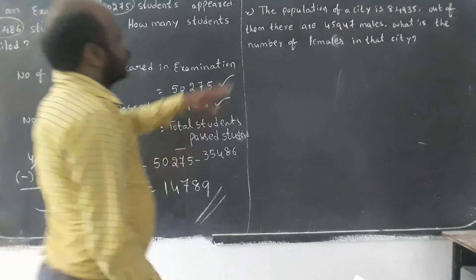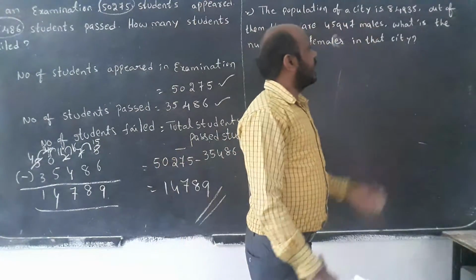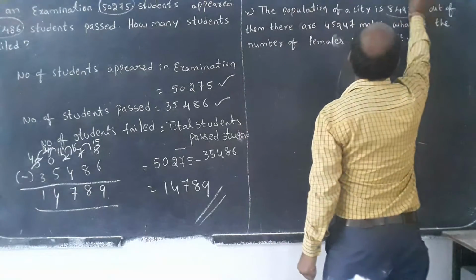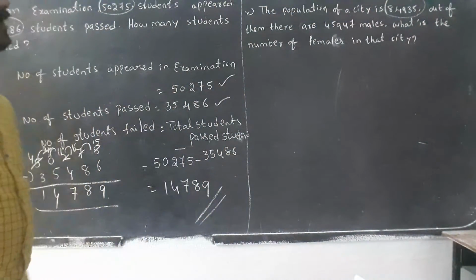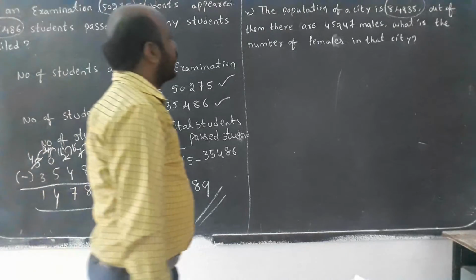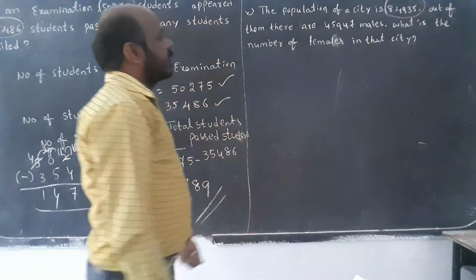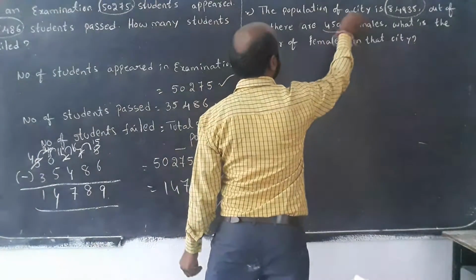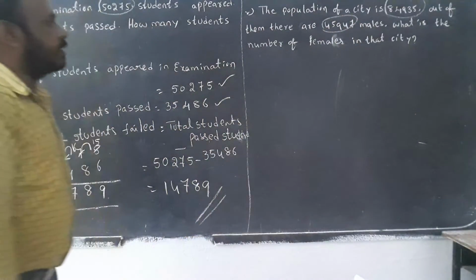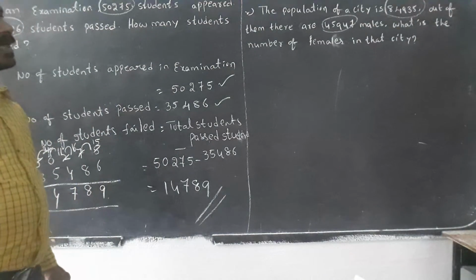See, the population of a city is 84,935. Out of that, 45,947 are males. What is the number of females in that city?